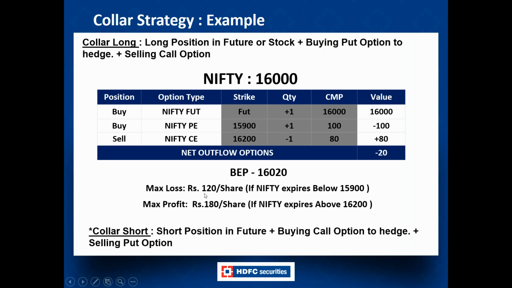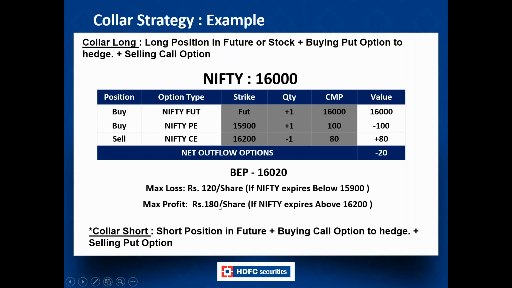So the maximum loss for the strategy is 120 rupees per share. Now how 120? Because it is 16,000 and the protection starts from the 15,900 level, since you have bought the 15,900 put option. So the difference between these is 100, plus 20 is your outflow. So 120 rupees per share is your maximum loss if Nifty expires below 15,900. However, your maximum profit is 180 rupees per share if Nifty expires above 16,200.